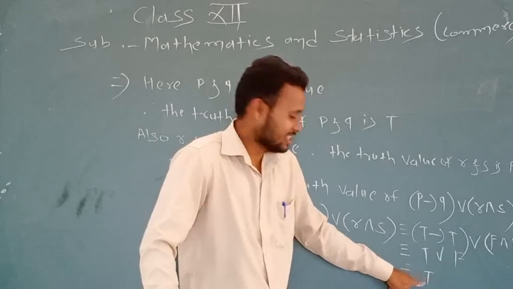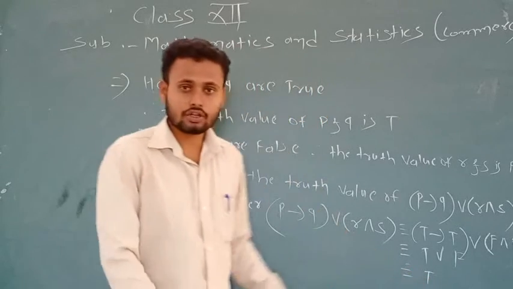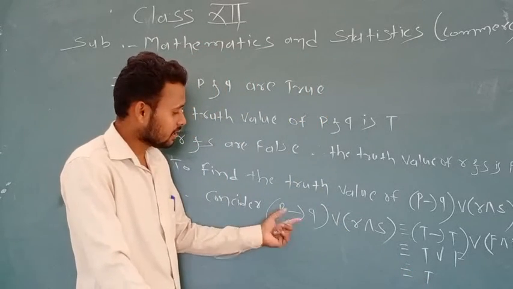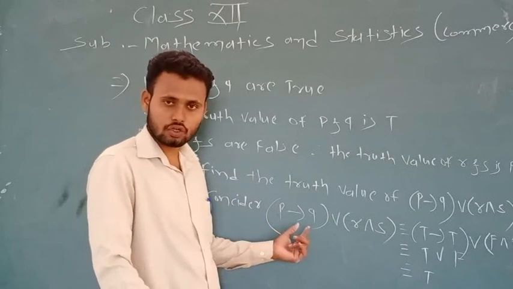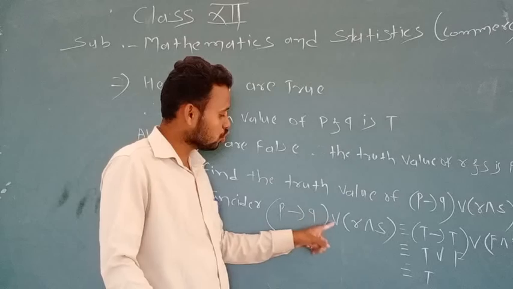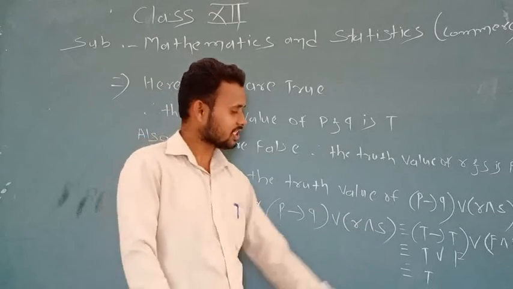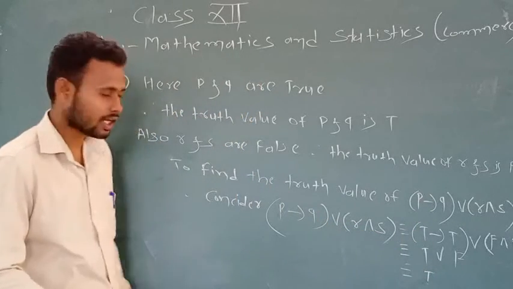And this is the required truth value of the statement P implies Q joined with R meet S. Therefore, next line, guys. The truth value of the statement P implies Q joined with R meet S is T, which is our required answer.